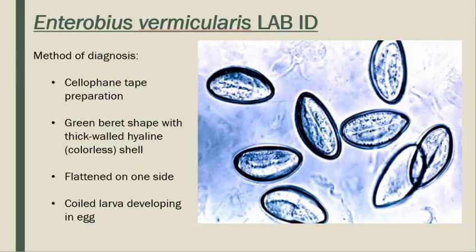As far as the eggs themselves, that's what you're looking at here. This is not the worms, this is the eggs. The eggs have what's referred to as a green beret shape. They're not green in color, it's just that they resemble the military green beret hat. They have a thick, colorless shell, and it's supposed to look like a little beret. It's flattened on one side. And in some examples, you can possibly see the coiled-up larva developing inside the egg.